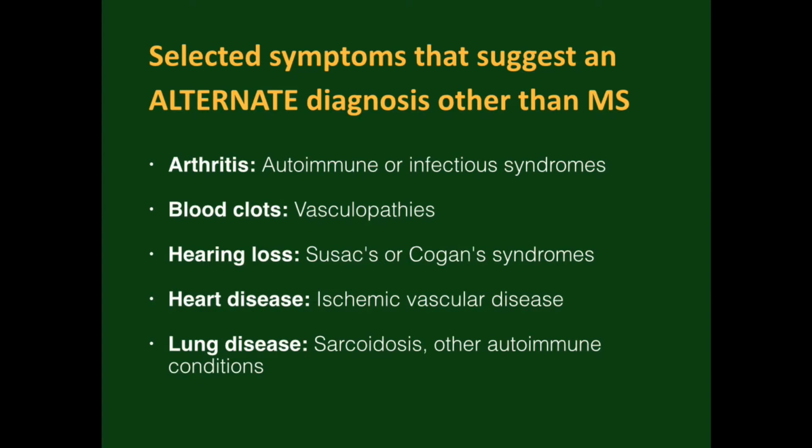Some of the symptoms that suggest an alternate diagnosis other than MS include arthritis, which suggests an autoimmune or infectious syndrome, blood clots or recurrent miscarriages, which are suggestive of vasculopathies rather than MS. Hearing loss is not common in MS, and when present, suggests conditions such as Susac's or Cogan's syndromes, among others. Patients who have heart disease or other vascular risk factors sometimes have ischemic vascular disease, and that should be considered in the differential diagnosis. And in those who have lung disease, we should think about sarcoidosis or other autoimmune conditions.